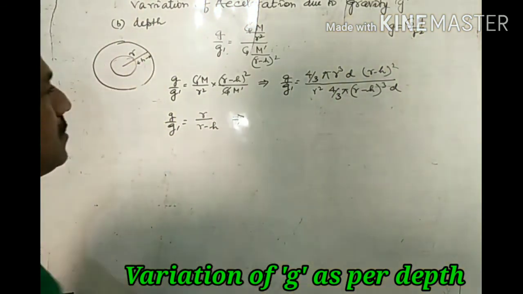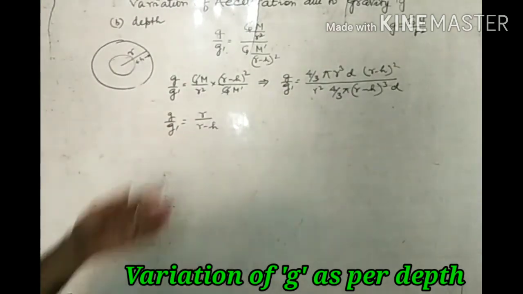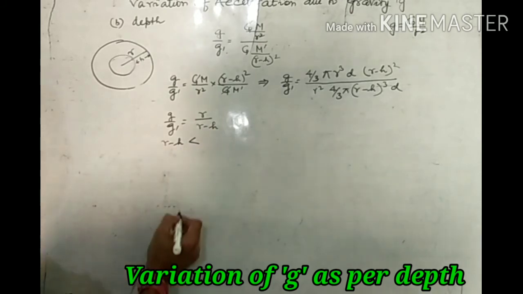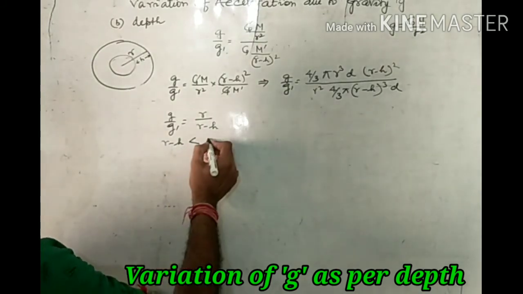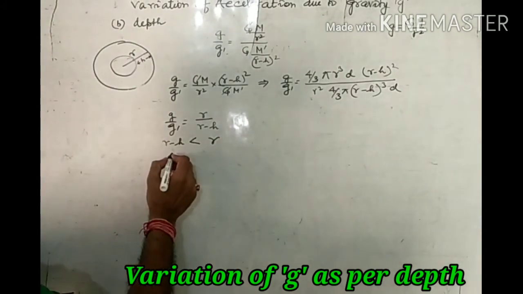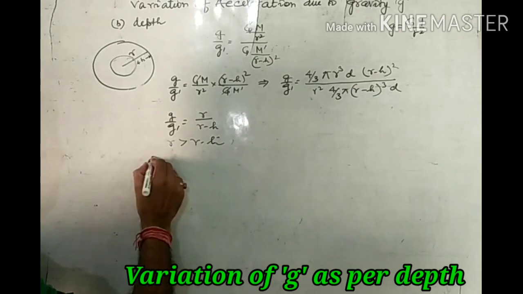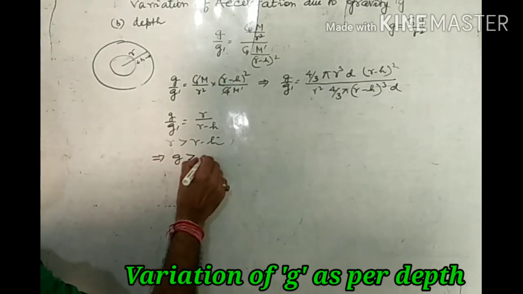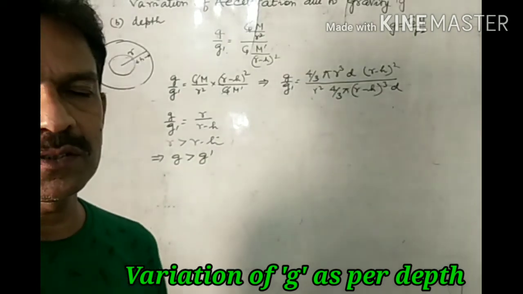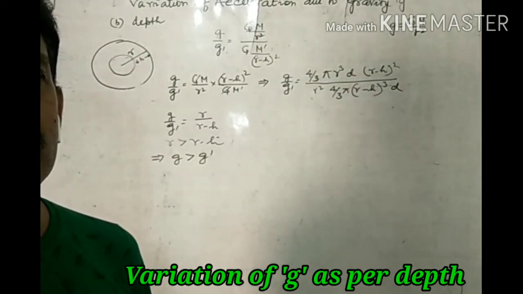Here naturally R minus h will be less than R. Or you can write R is greater than R minus h. Therefore, g will be greater than g dash. So if we go inside the Earth, the acceleration due to gravity will decrease.